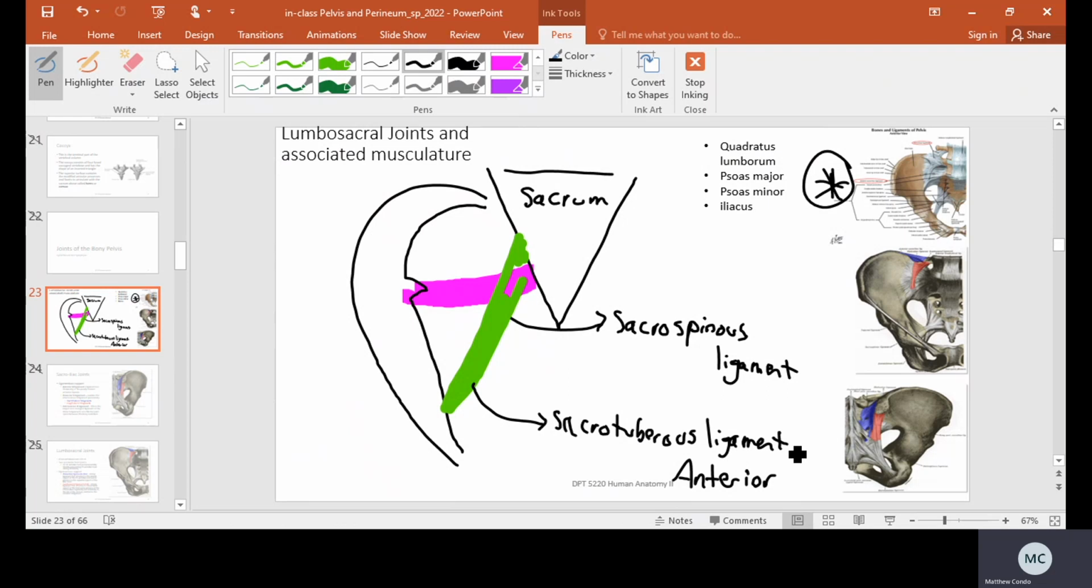So what you guys can probably see already, okay, so my sacrospinous ligament is going to attach from my sacrum to my ischial spine. Sacrotuberous ligament is going to attach sacrum down to ischial tuberosity.